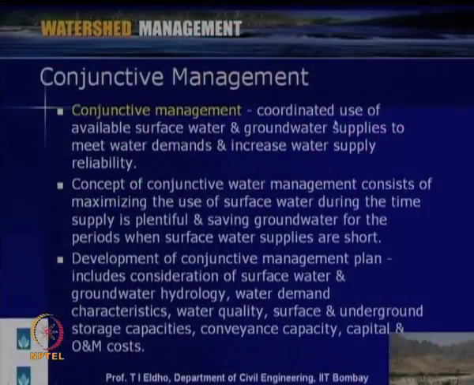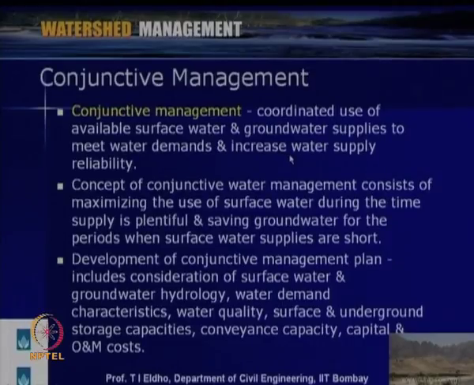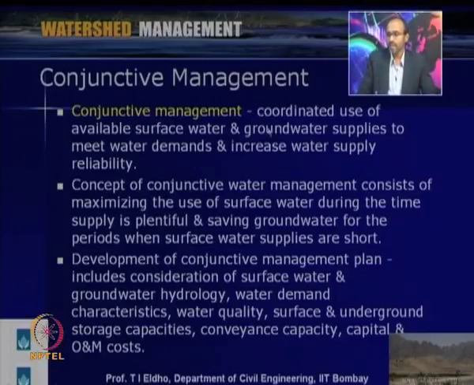So, now with respect to this conjunctive use, we can define what is conjunctive management. As we discussed, conjunctive management is the coordinated use of available surface water and groundwater supplies to meet water demands and increase water supply reliability. So, this is actually when we are developing a management plan, so that water availability will be there throughout the time, and then there will be optimal use and optimal demand management.